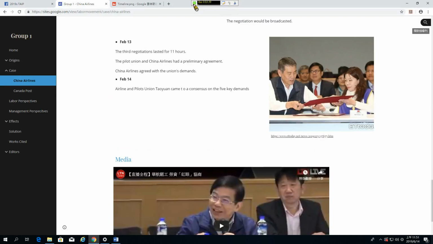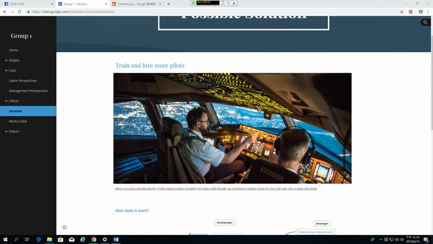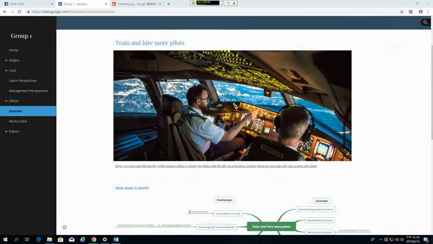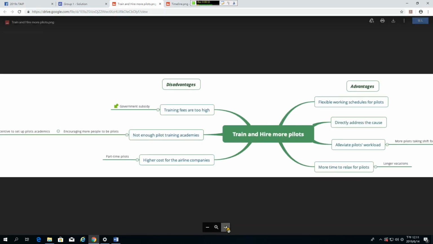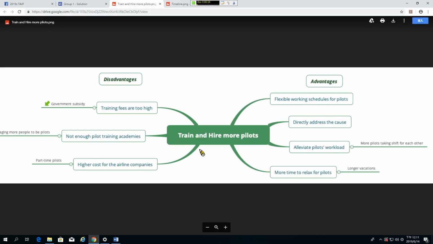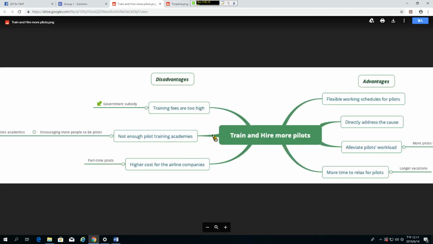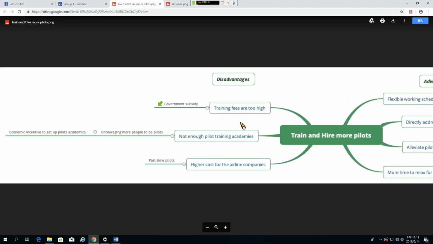Yes. Now our solution, which is only targeted at pilot striking. We think that the main problem of this strike and other similar situations in other countries is that they don't have enough pilots. So the major solution we come up with is to train and hire more pilots. But we find out that training and hiring more pilots will cause other kinds of problems, so we also offer solutions to those problems.